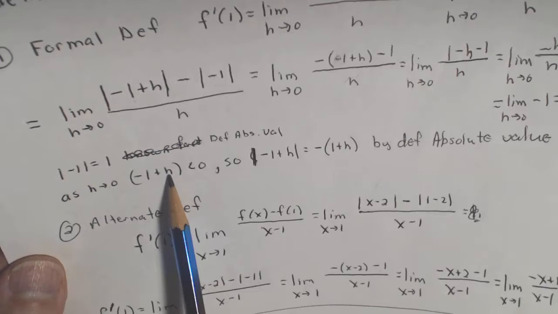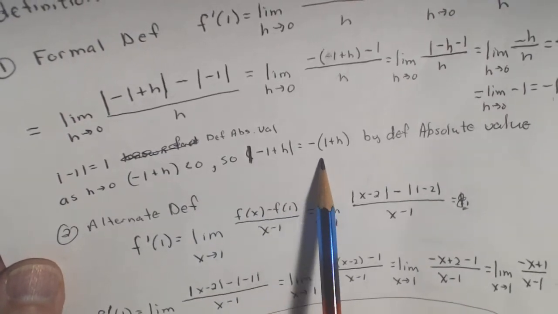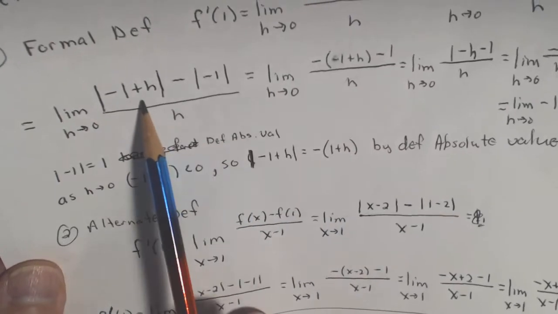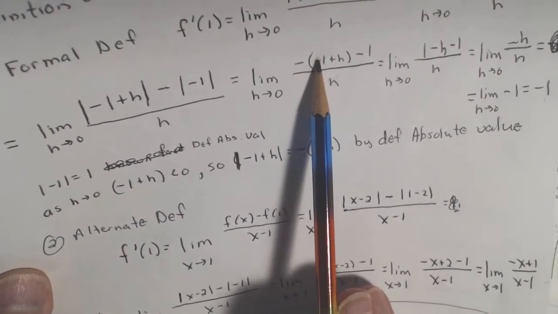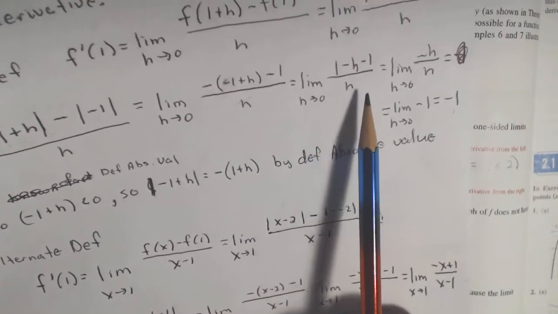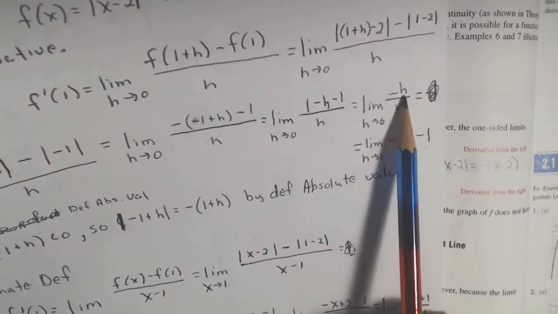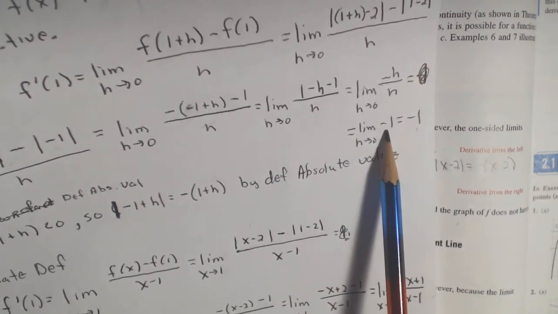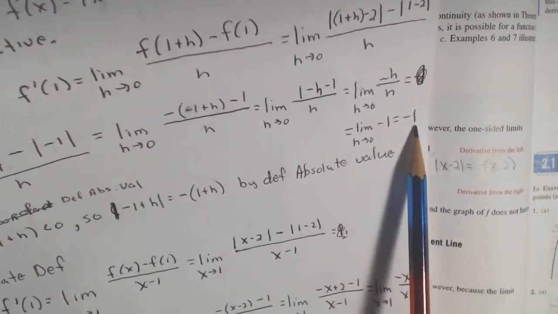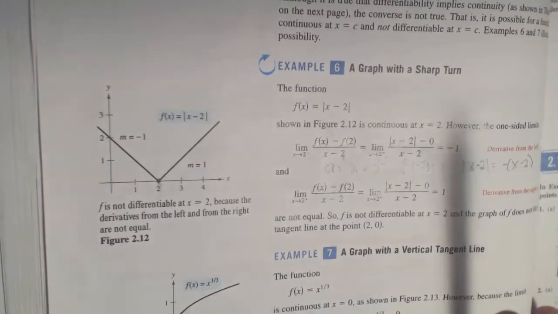So you can replace that. You can replace the absolute value of -1 plus h with its opposite. So -1 plus h is turned into the opposite of -1 plus h. When you do your subtractions and things clear, you end up way down here, and you get the limit as h goes to 0 of negative h over h, which is the limit as h goes to 0 of -1, and that's a constant, so the answer is -1, exactly what we knew the slope on that graph was going to be.